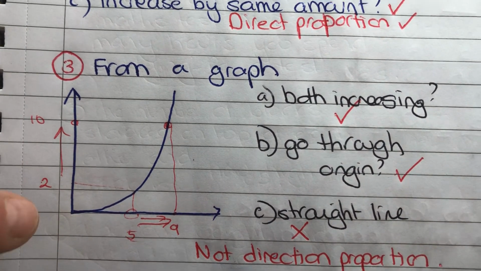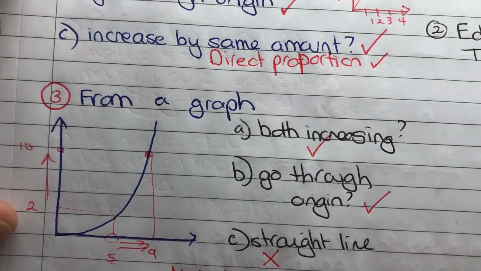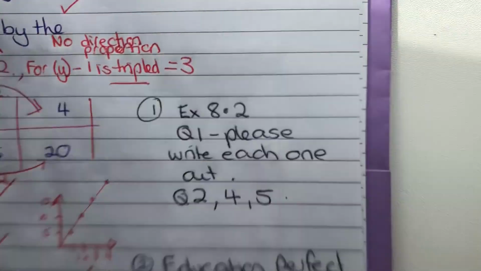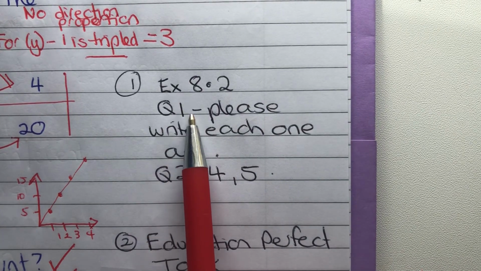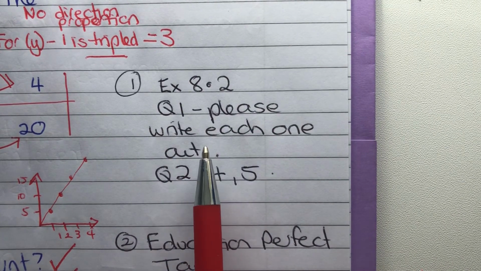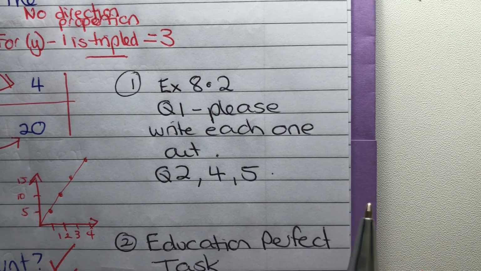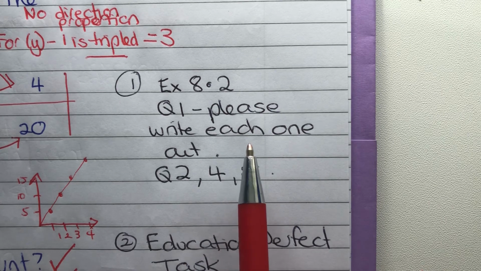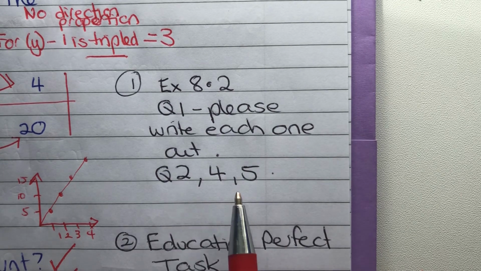And that is it. That is very straightforward. So today you've got a very little amount to do in your exercise. I've got question 1. I've said please write each one out. So don't send me a question with A, B, C or yes, no, yes, no, yes, no. Just write a sentence. It's very simple. Just write the sentence and then decide. And questions 2, 4 and 5. These are going to be really quick for you.